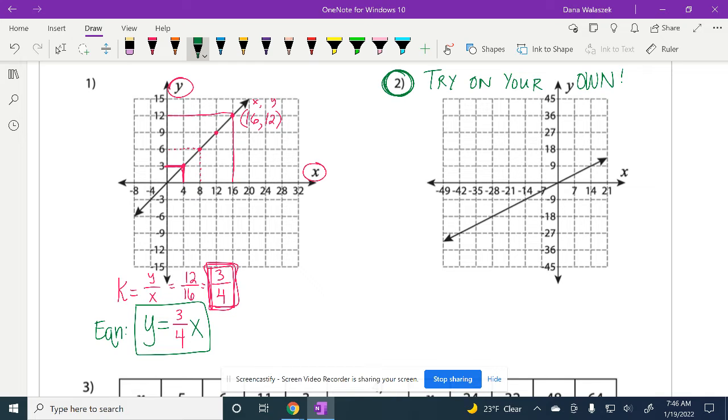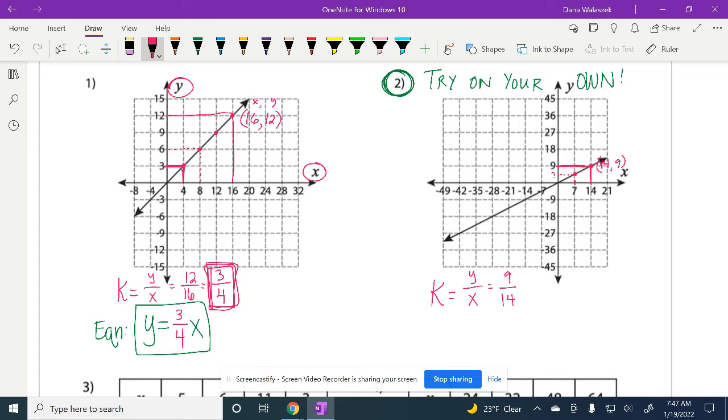Okay, so now I'll go over number 2. If you have not tried it on your own, pause the video and try it on your own, and then come back and check your work. So, here is the first point. Yes, this is when x is 7, but I'm not exactly sure what that y value is. It might be 4.5, I don't know exactly. So I would rather use this point up here, 14, 9. So my K is y over x, 9 over 14.